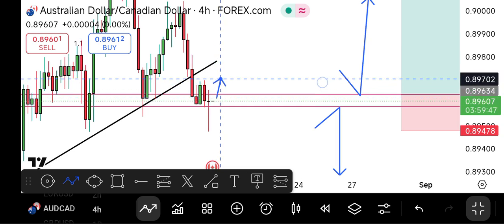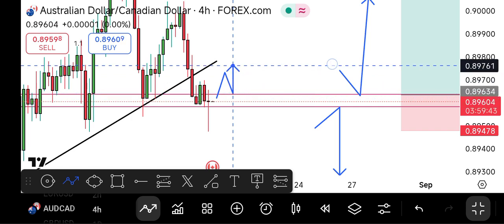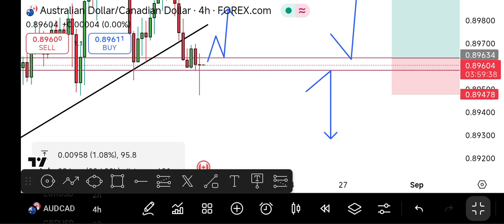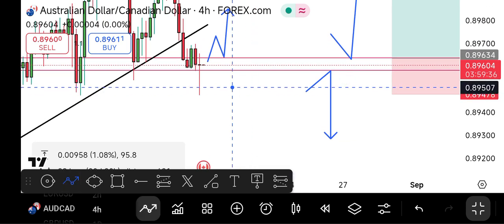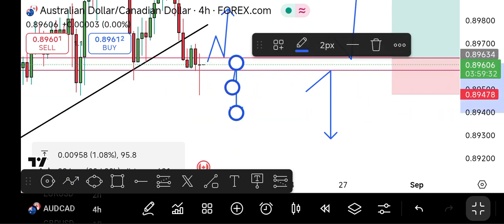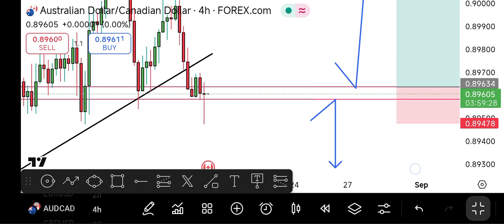Breaking out of this level, retesting it, then moving to the upside. Or either way, it's just going to move to the downside, breaking and retesting this level, then moving to the downside. So I've already speculated what I was expecting in the market if I am to sell, and what I was expecting in the market if I am to buy.